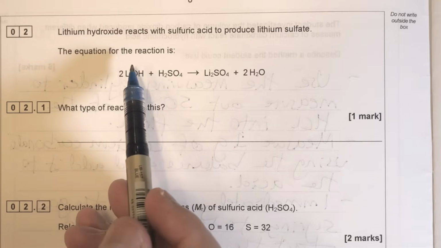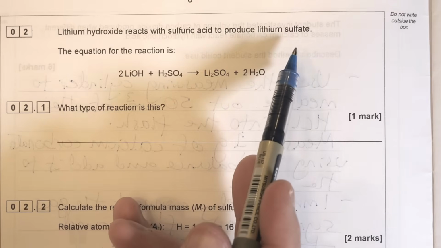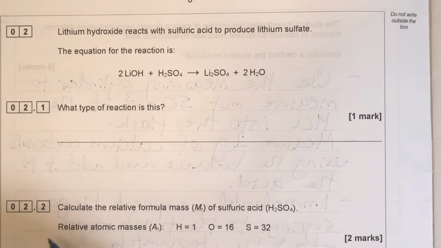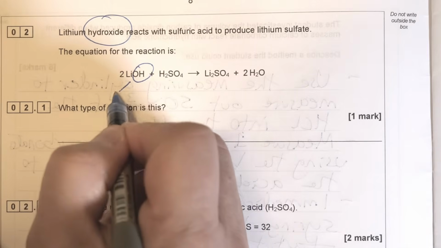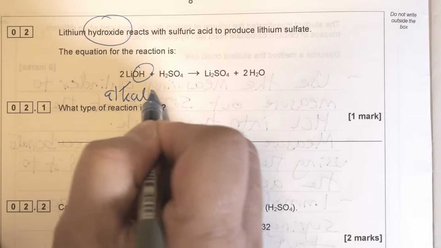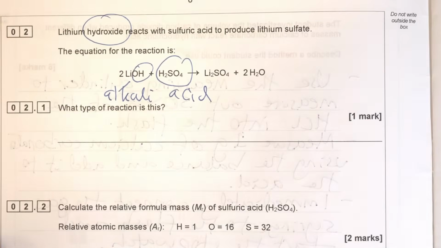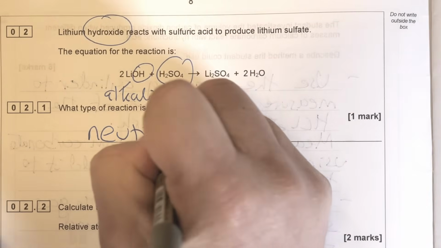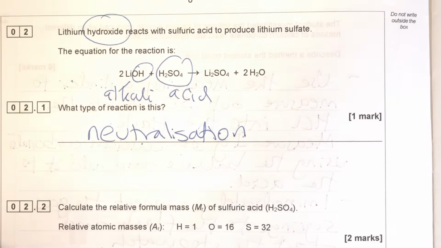Question 2. Lithium hydroxide reacts with sulfuric acid to produce lithium sulfate, and it gives you an equation. What type of reaction is this? Well, we need to spot that lithium hydroxide is an alkali, and it's telling us we've got sulfuric acid. So an alkali and an acid is a neutralization reaction. They would also allow exothermic because neutralization reactions are normally exothermic.